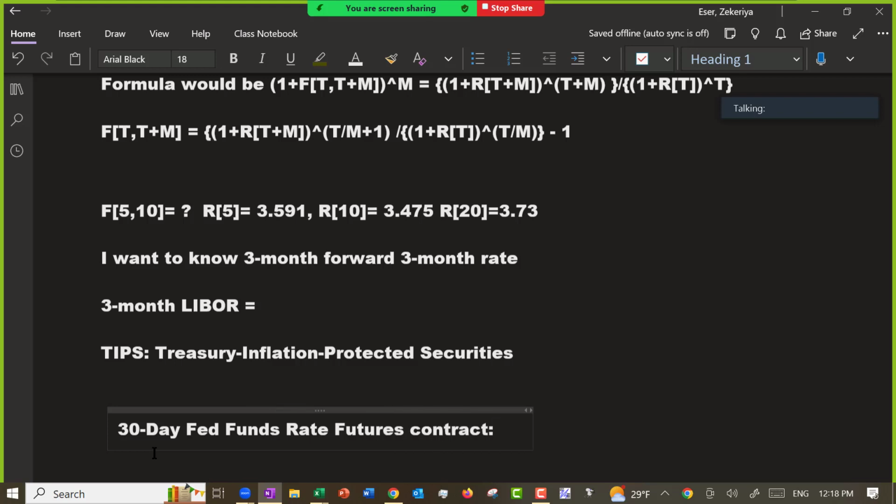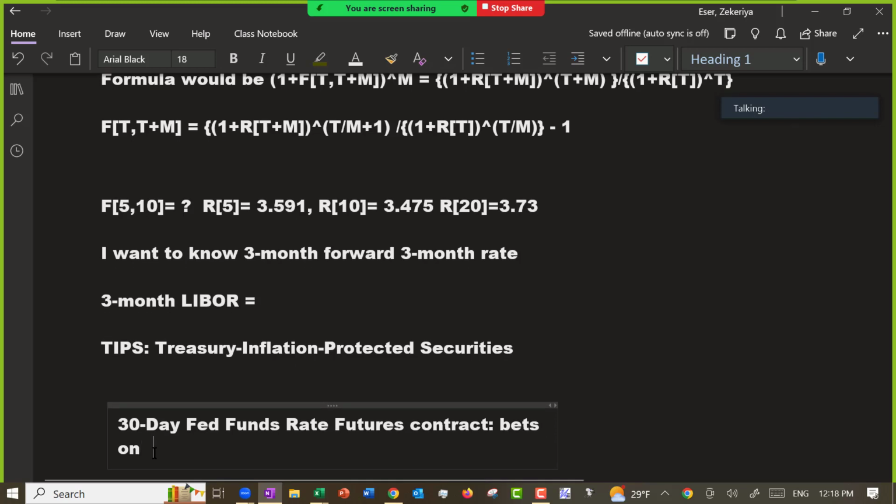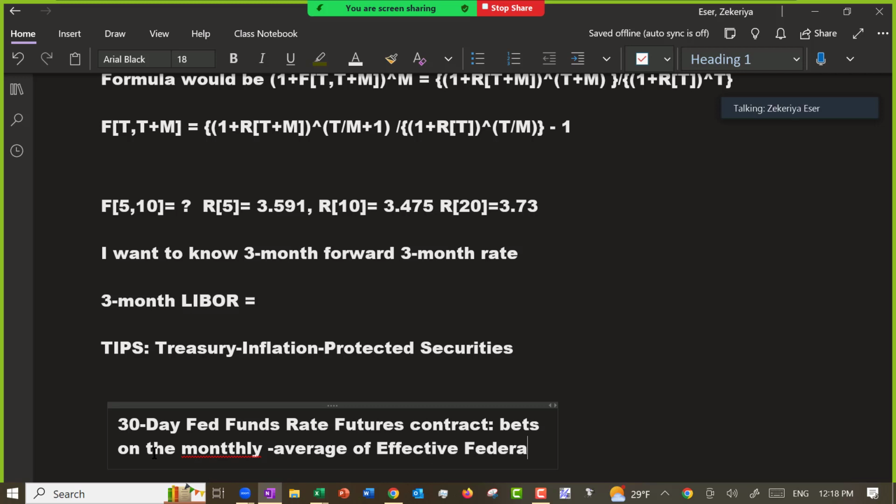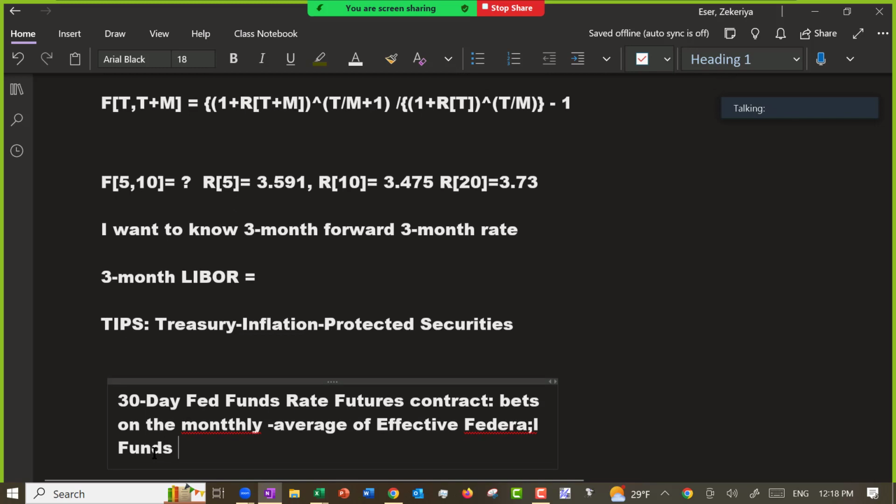These are bets on the monthly average of the effective federal funds rate during the contract month.